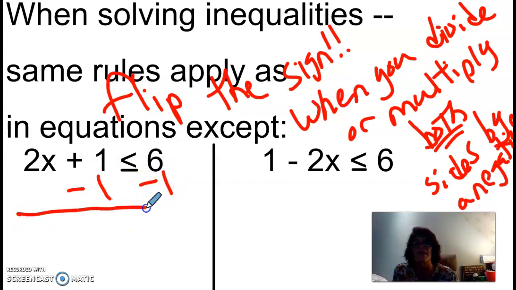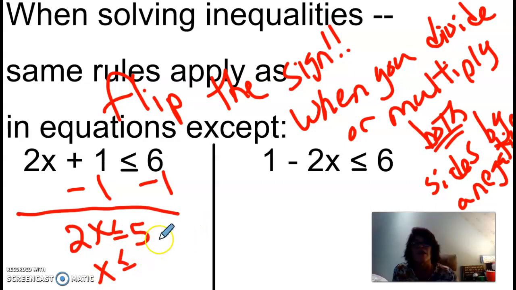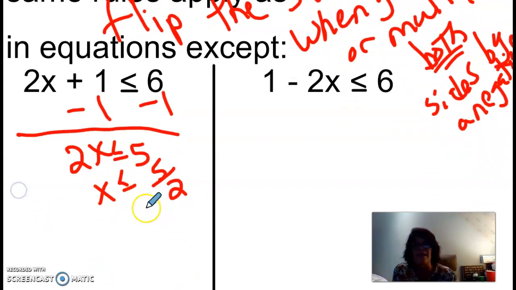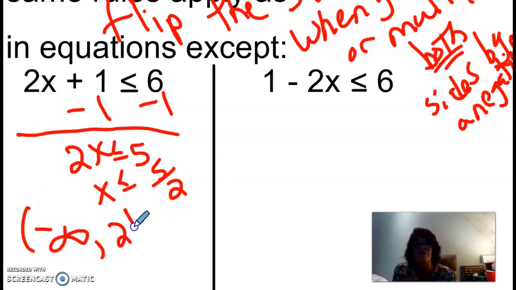Same rules as an equation. I subtract 1. I get 2x is less than or equal to 5. I divide by 2. I get x is less than or equal to 5/2. Okay, to write that answer, I don't leave it like that. I say negative infinity to 5/2 or 2.5, however you want to write it.